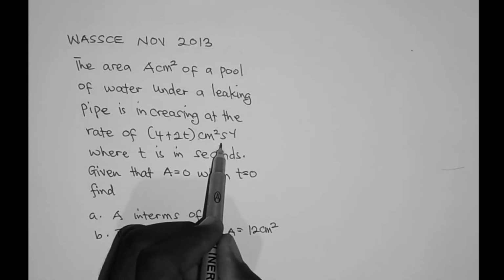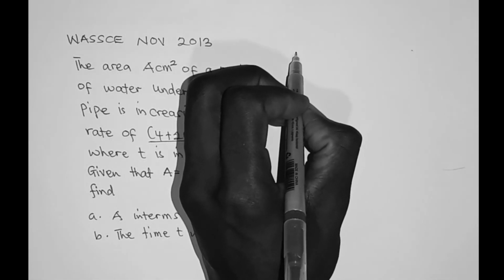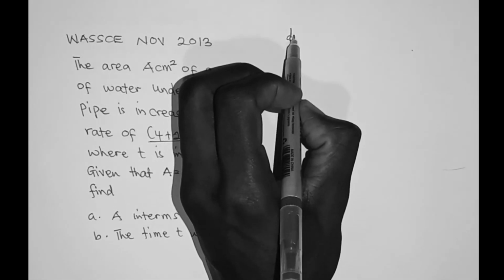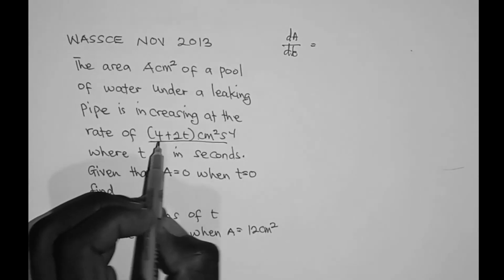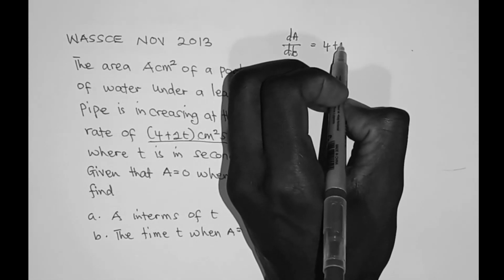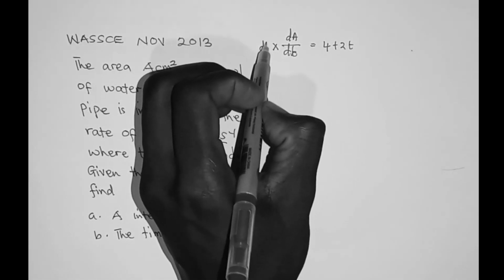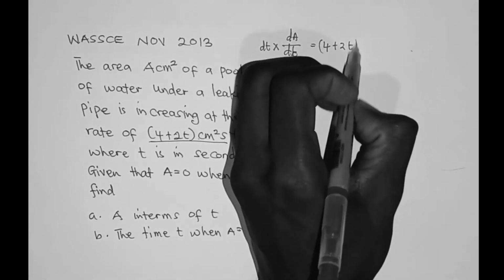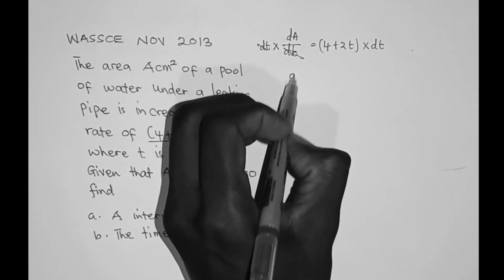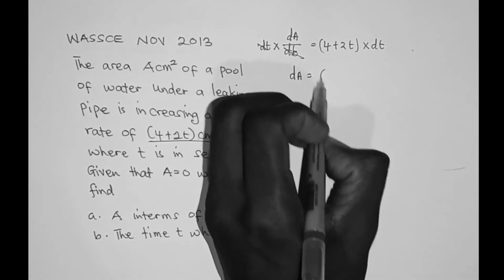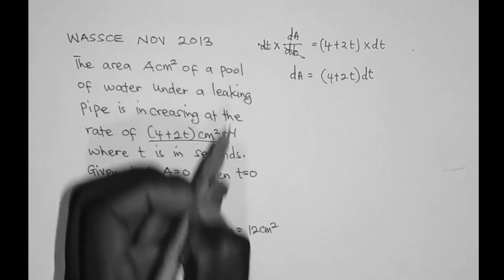So the leaking rate is given. The leaking rate is the same as dA/dt, and that is equal to 4 plus 2t. So if we multiply both sides by dt, this dt and this dt will cancel. So dA is equal to (4 plus 2t) dt.